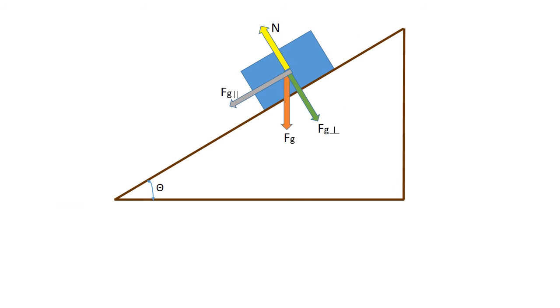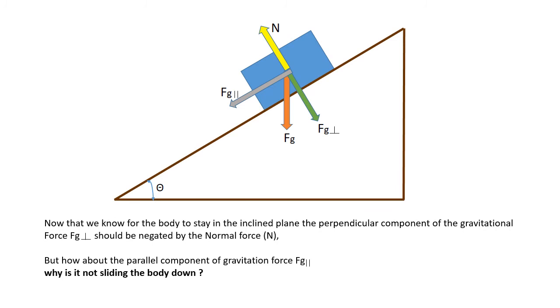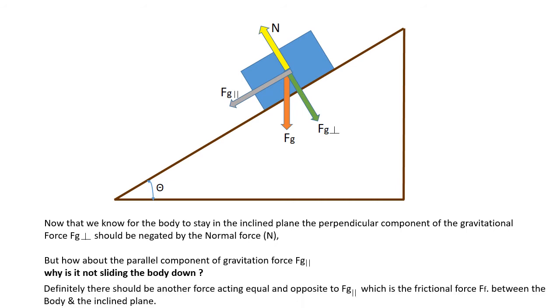For the object to stay on the inclined plane, the perpendicular component of the gravitational force needs to be negated by the normal force, which is N in this case. But then how about the parallel component of the force? That should be pulling the body downwards. Definitely, there should be an opposing and negating force, which is the frictional force, Ff in this case.